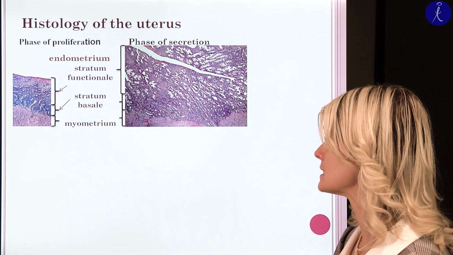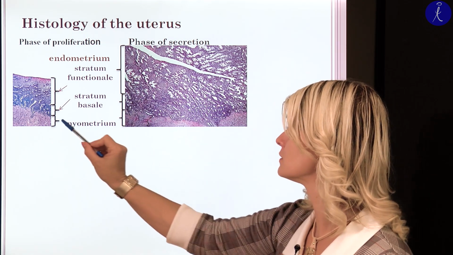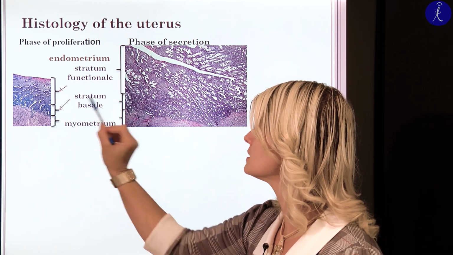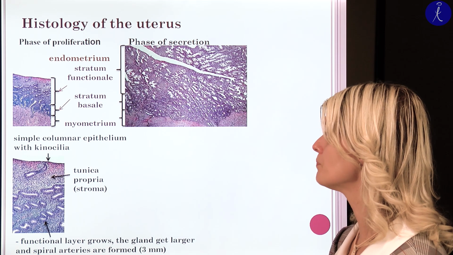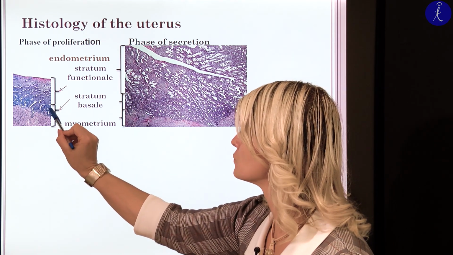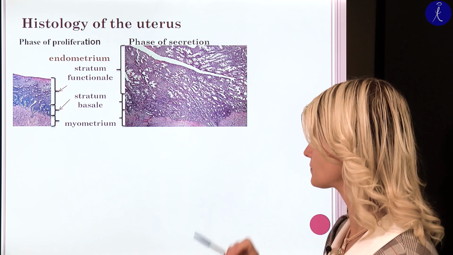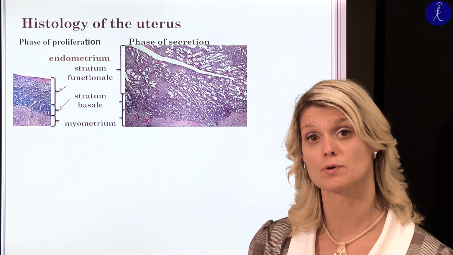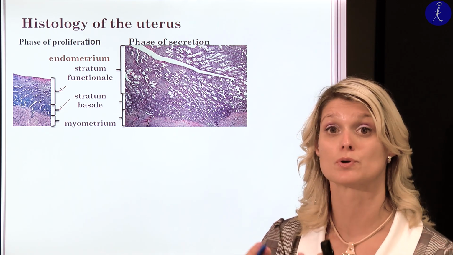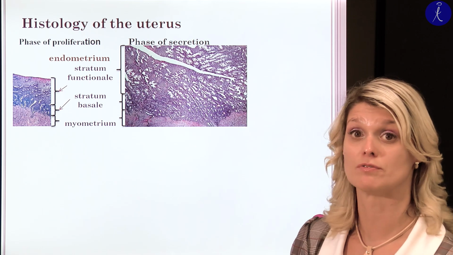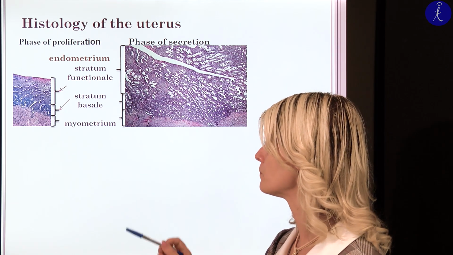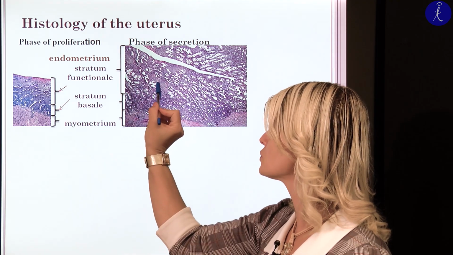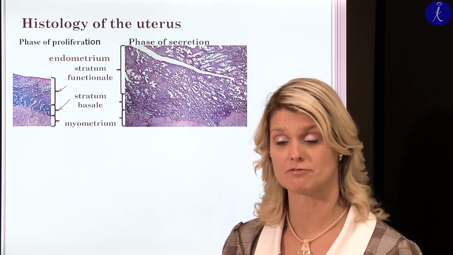In this picture, we can see the border between the myometrium and endometrium, here in this part and here that. The first layer of the endometrium will be the stratum basale here, which is similar in both slides, because from the stratum basale will start the proliferation, the growing of the functional layer of the endometrium. And here you can see the functional layer, which is much thicker here in the secretory phase.